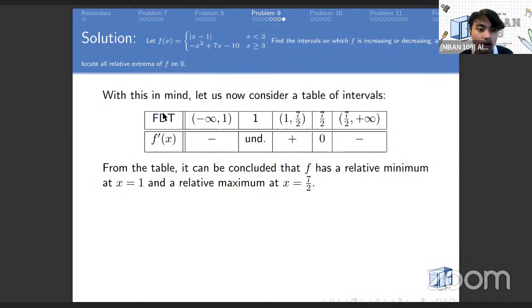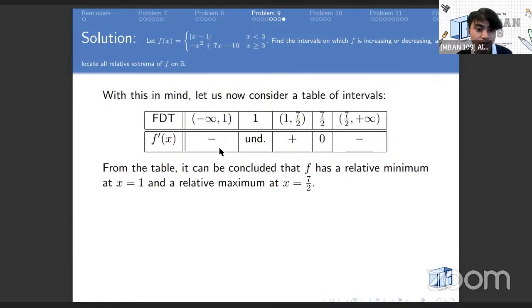And pwede tayong gumawa from our nakuhang mga data. Pwede tayong gumawa ng table of intervals. So first derivative test natin sa interval from negative infinity to 1, ang sign ng ating f prime of x is negative.